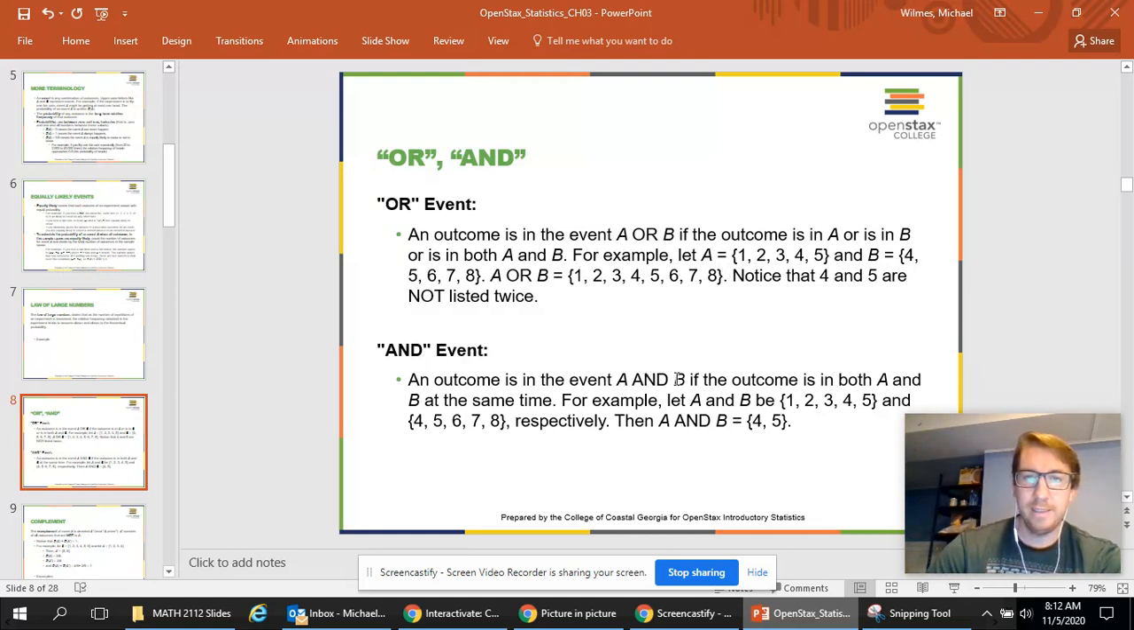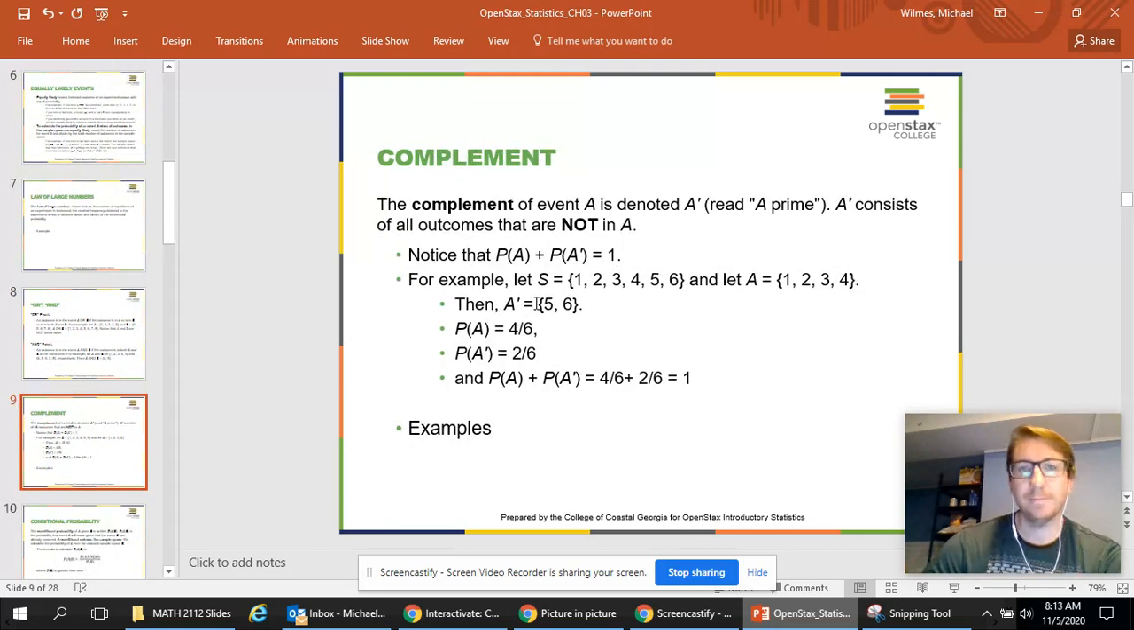The "and" event is just everything that occurs in both A and B. So A is 1, 2, 3, 4, 5, and B is 4, 5, 6, 7, 8. The only things that are in both are 4 and 5. So there's the "and" part. That's the difference between "and" and "or."